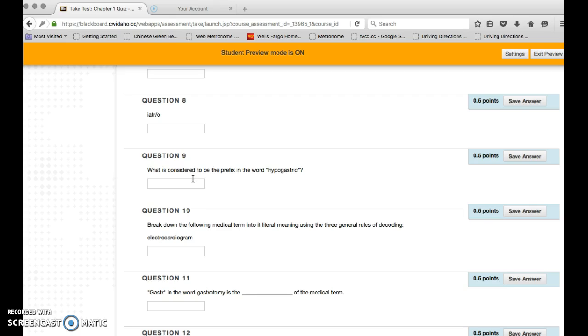The last bit of information that I wanted to convey to you just one more time: some of you would take this question, for number 9, what is considered to be the prefix of hypogastric? And what you would write in here is pertaining to above the stomach, which is the definition of hypogastric. It is not what the prefix is. The prefix would be, of course, hypo. Now, some of you are getting a little confused because O is usually the combining vowel in a combining form, but be sure to be able to make a distinction between a prefix and a combining form.